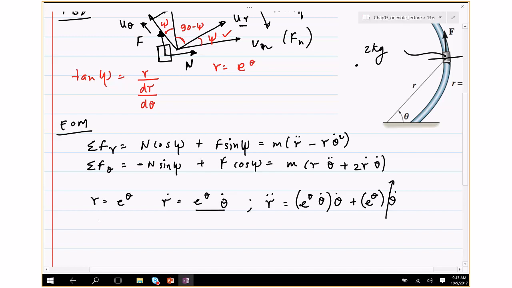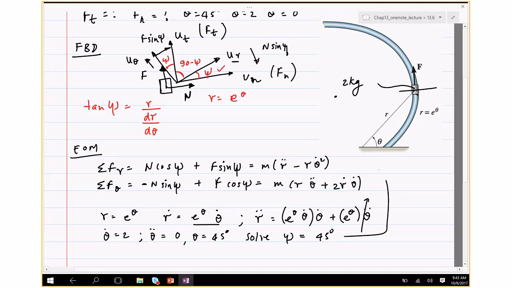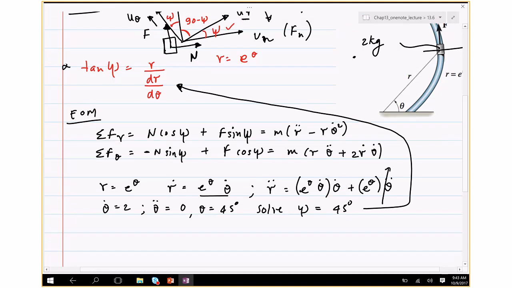We can sub in theta dot equals 2, theta double dot equals 0, theta equals 45 degrees. And you can also solve for psi, you get 45 degrees too. So psi came from here. Okay, how did I get psi? Well, I know r, and I know r d theta, so I can solve for psi. Yes, I'm not sure if this is there on the formula sheet. I can check, but these expressions would be on the formula sheet.